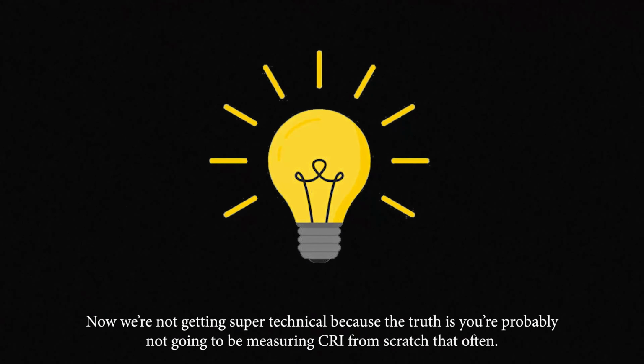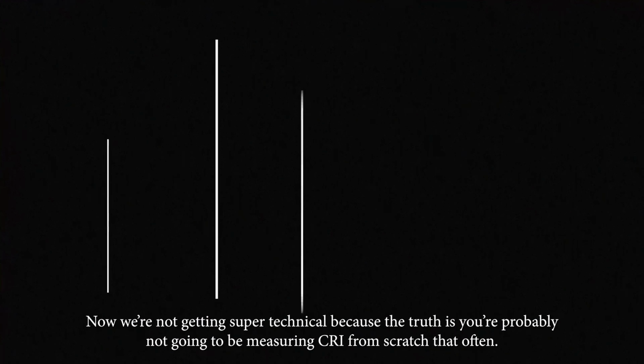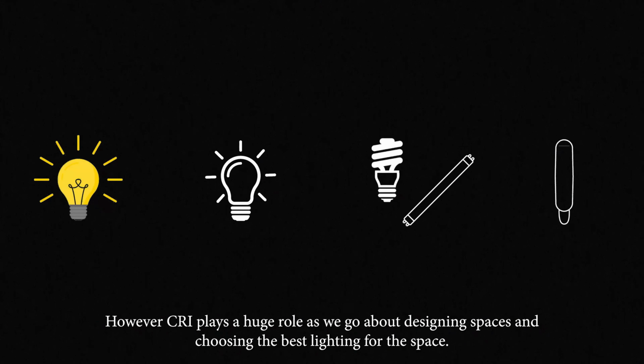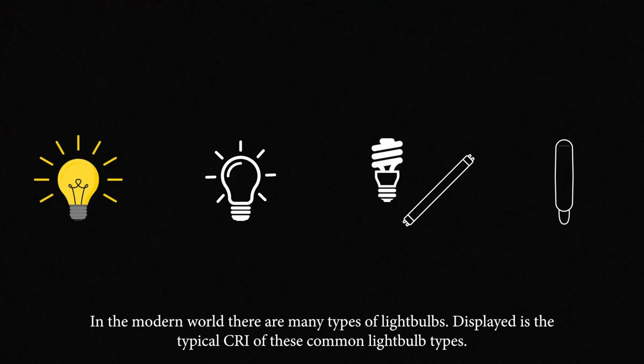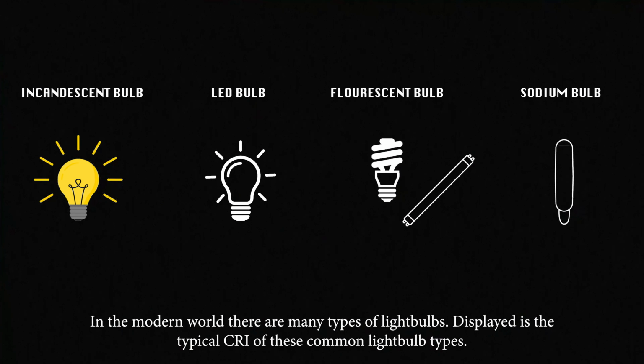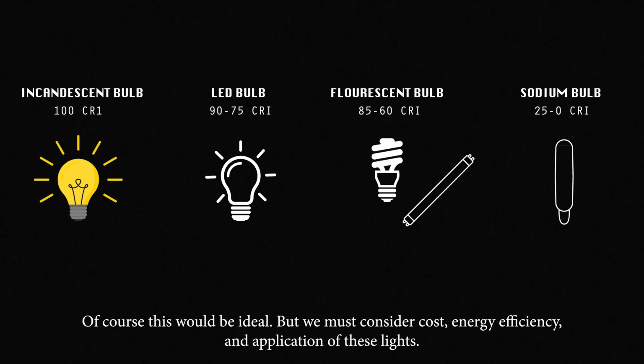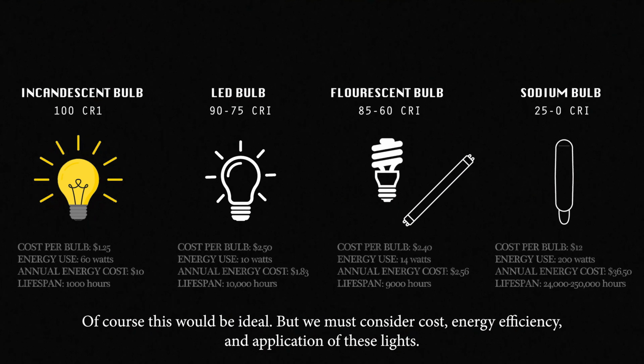Now, we're not getting super technical because the truth is, you're probably not going to be measuring the CRI from scratch that often. However, CRI plays a huge role as we go about designing spaces and choosing the best lighting for a space. In the modern world, there are many different types of light bulbs. Displayed is the typical CRI of these common light bulb types. Now, why wouldn't we always just choose lights with a high CRI? Of course, this would be ideal, but we must consider cost, energy efficiency, and application of these lights.